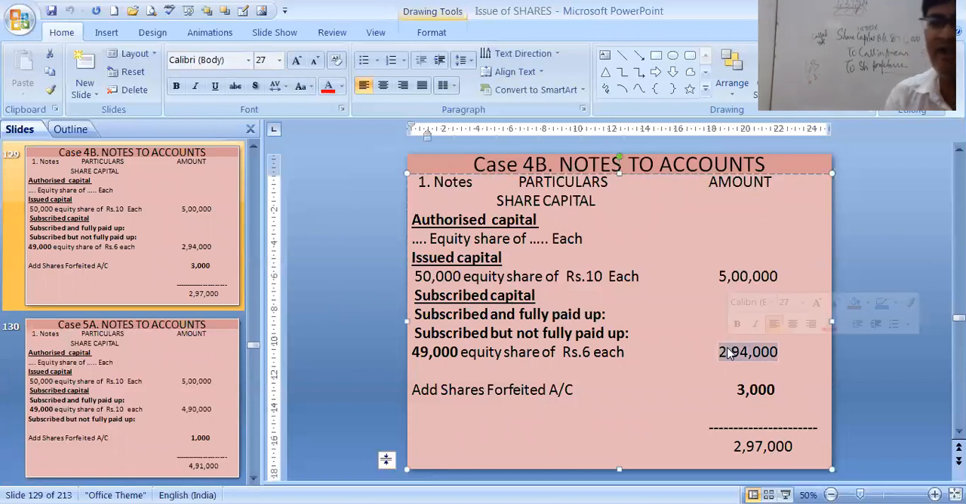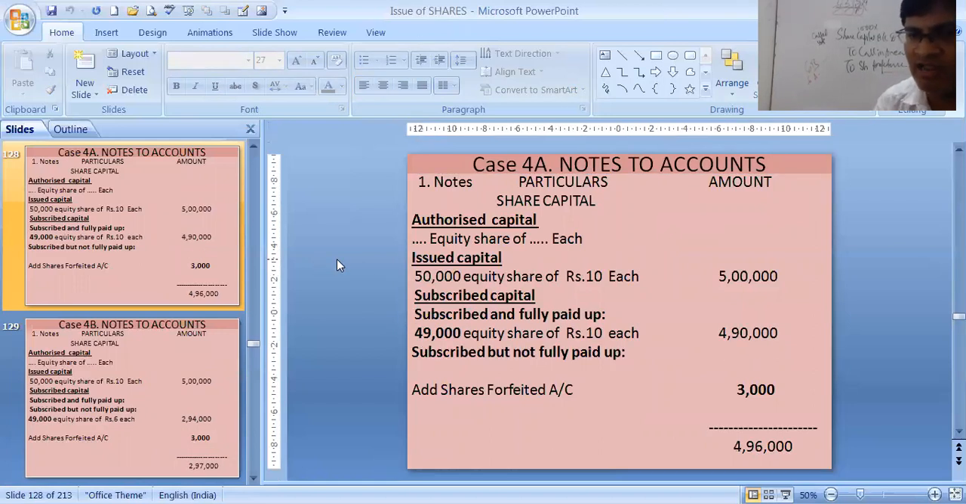In 4B, there is one more difference. Notice this 2,94,000. Because in 4B, we have not made the second and final call. We have called, this is the subscribed but not fully paid up. There is no subscribed and fully paid up. 49,000 into 6 we have called. How much has the company transferred to the capital? 2,94,000. That is the money, and that balancing figure of capital account 2,94,000 will be written in case 4B, which is different from case 4A.